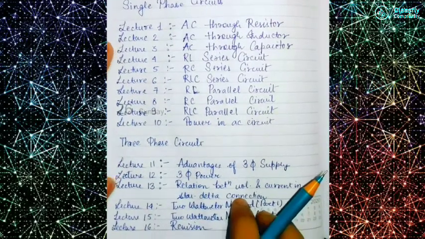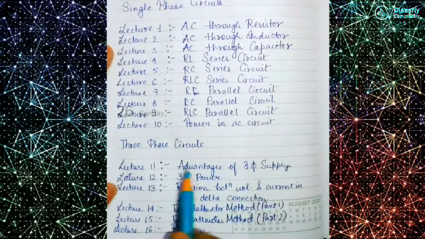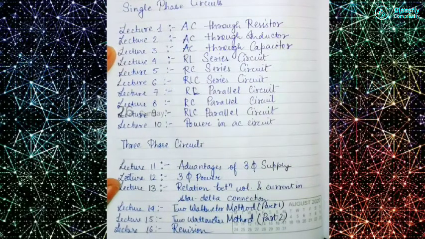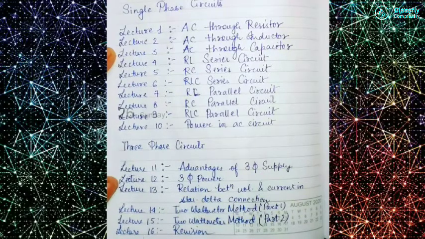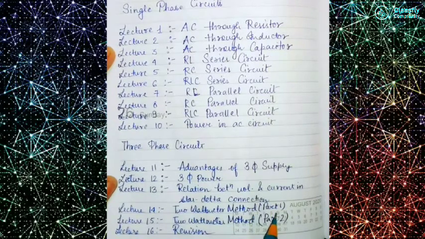Next is your three-phase circuit. In this, lecture 11 is the advantages of three-phase supply. Lecture 12 is the generation of three-phase power and how it is distributed. Lecture 13 is the relation between voltage and current in star delta connection. Lecture 14 and 15 is the 2 wattmeter method in star as well as in delta connection. Part 1 is the star connection, part 2 is the delta connection.